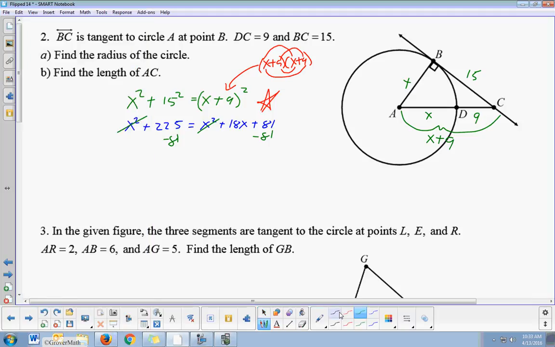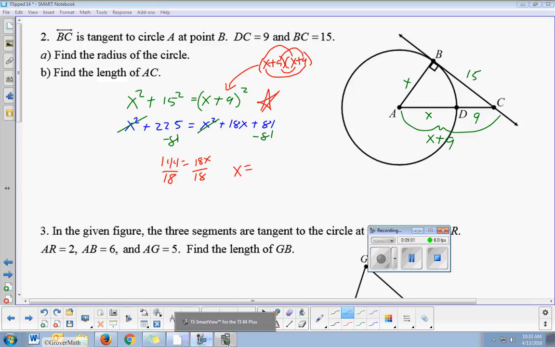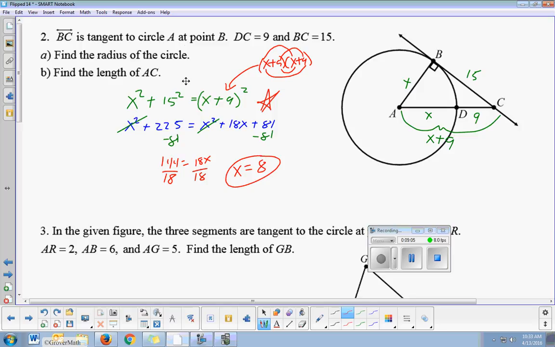So 144 equals 18x, divide by 18, and x equals, what did I say? 8. X equals 8. So the radius length is 8. How about AC? Well, AC is this whole thing. So 8 plus 9 is what AC is, and that's going to be 17.